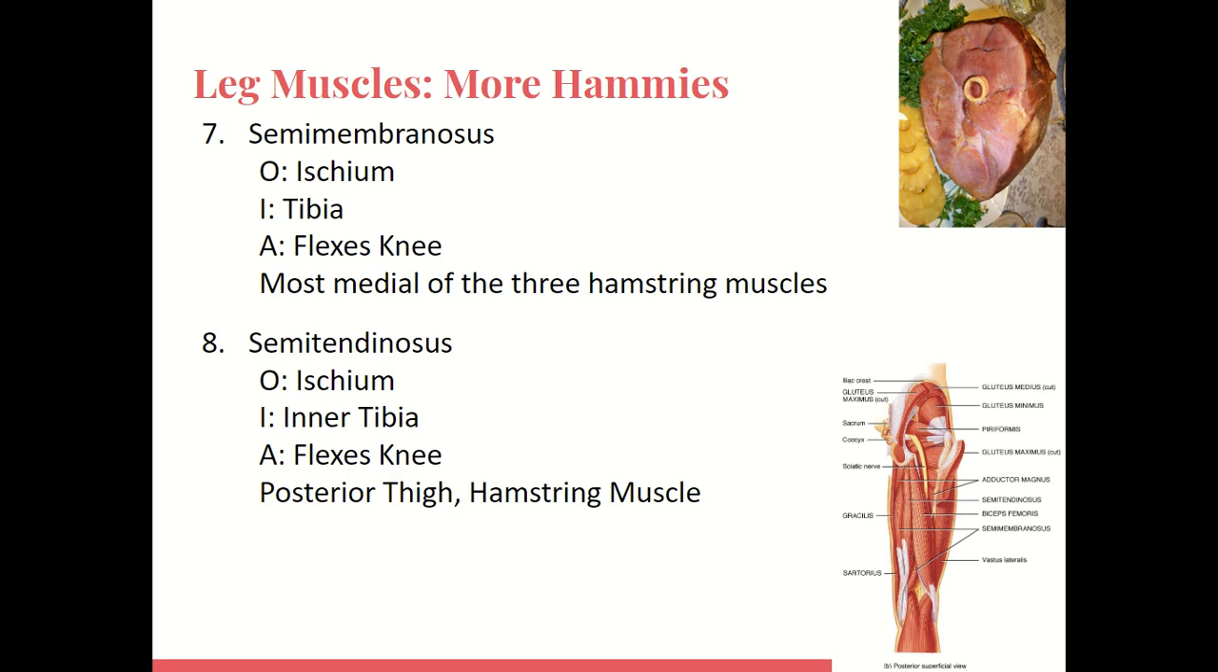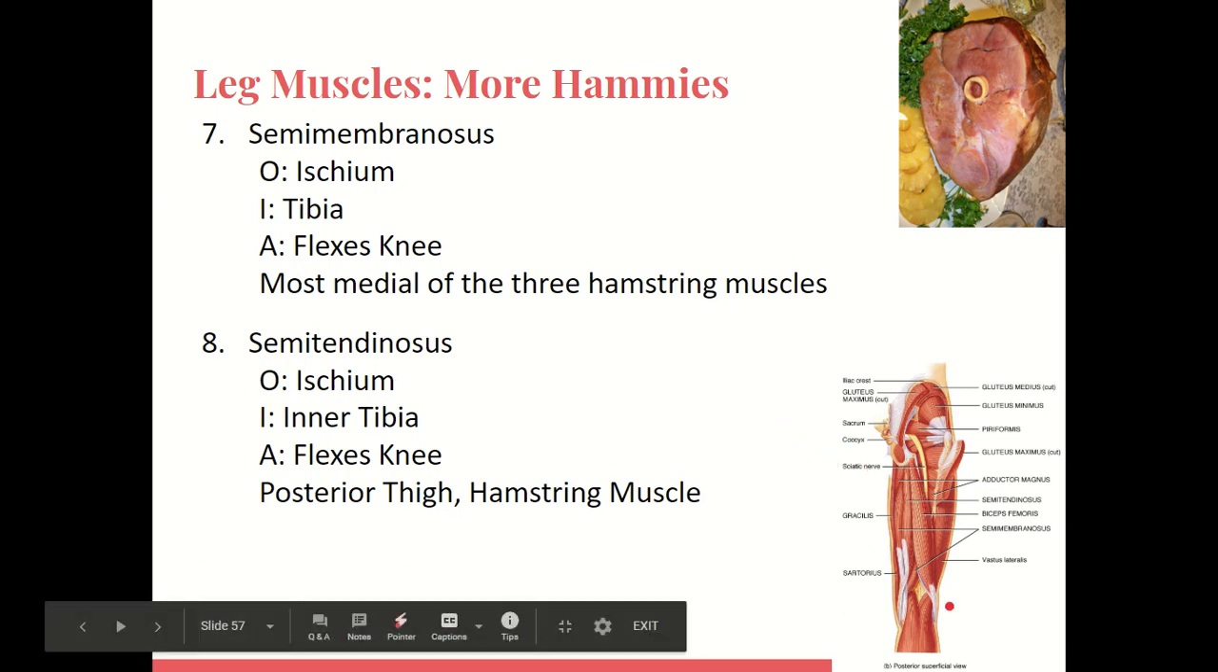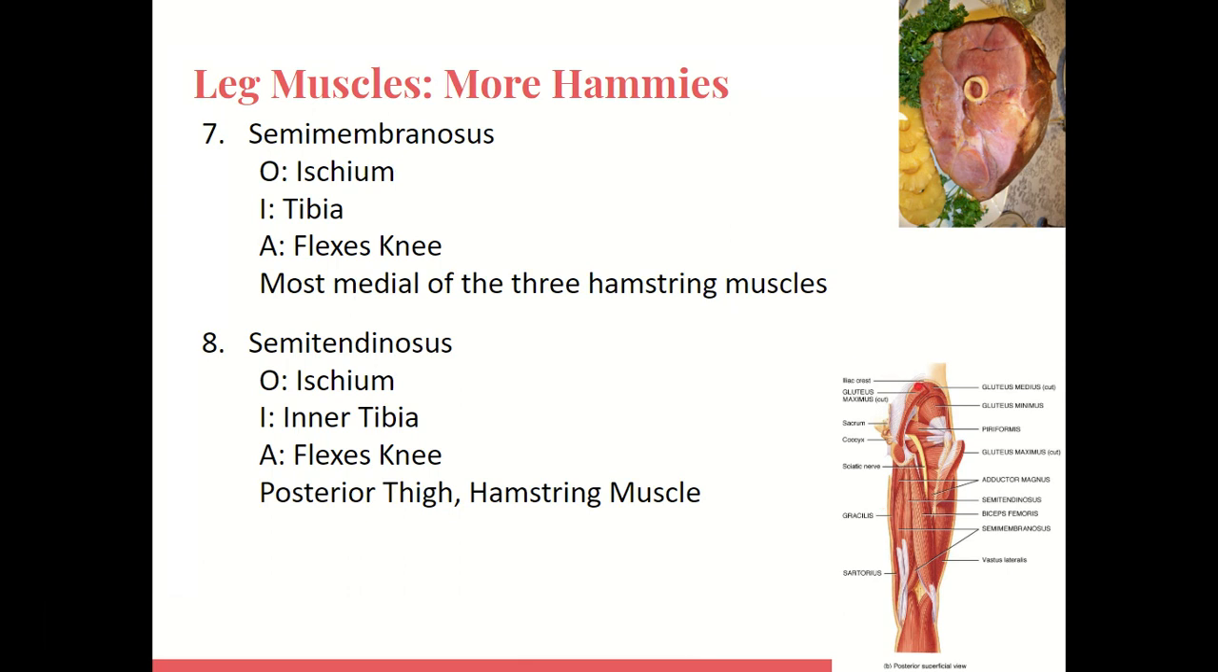There's two other hamstrings that we're going to talk about called the semimembranosus and the semitendinosus. So where the biceps femoris kind of started medially and went laterally, these two muscles start in the same place, but they stay on the medial side. So these are your medial hamstrings. The semimembranosus arises from the ischium, and so does the semitendinosus. So they both start in the same spot, and they both insert onto the tibia.